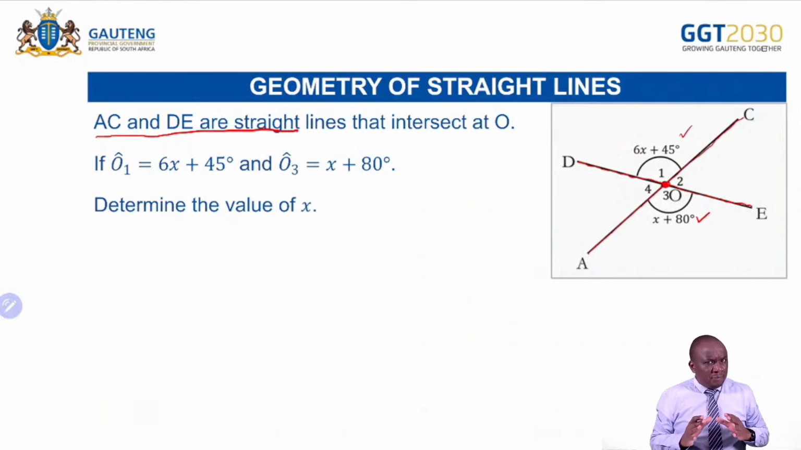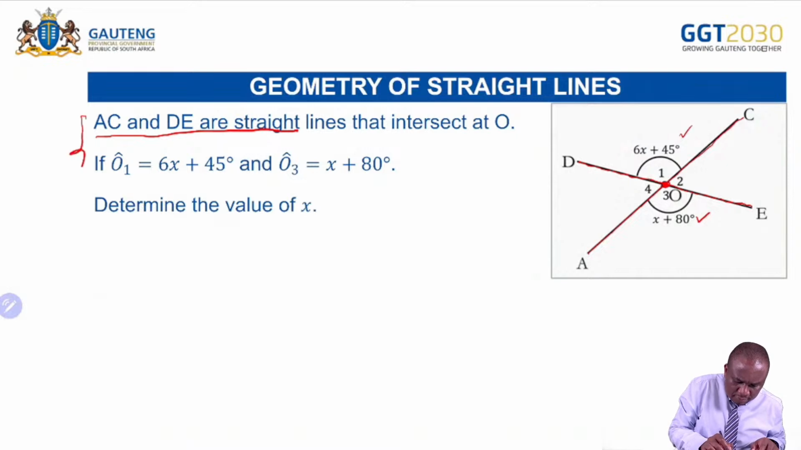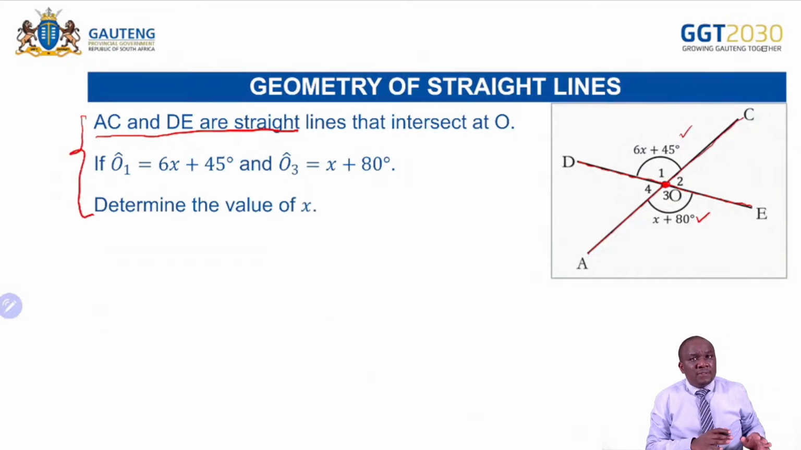I've seen some people that do this. They look at the information. This is the information. They ignore it. They don't even read the information. They go straight to the diagram and to the question. You can't do that in Euclidean geometry. You have to read the information. The clue is in the information.